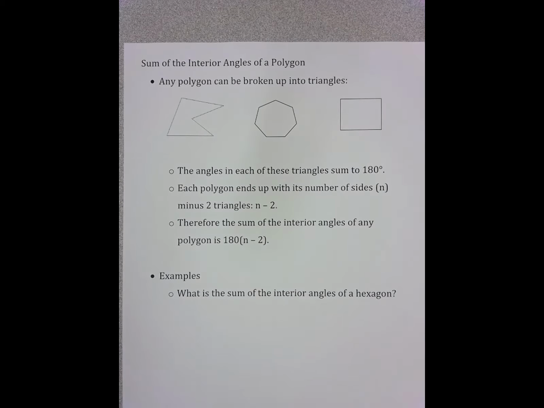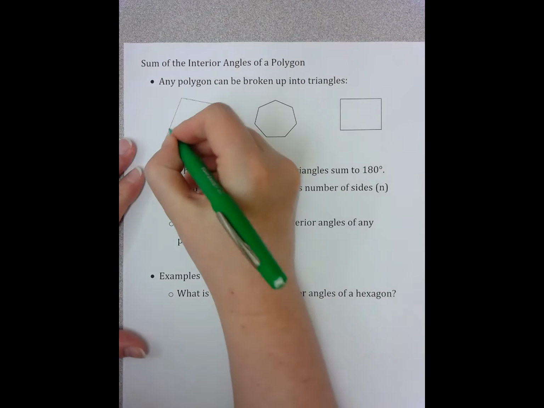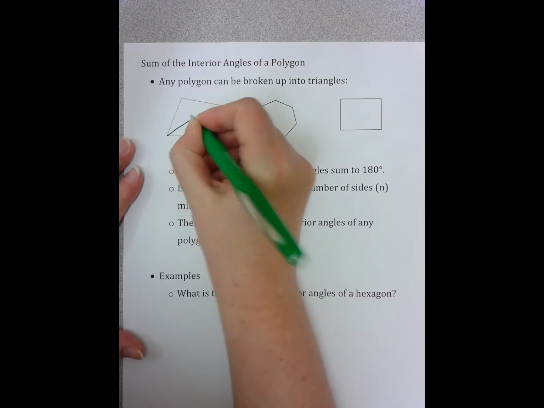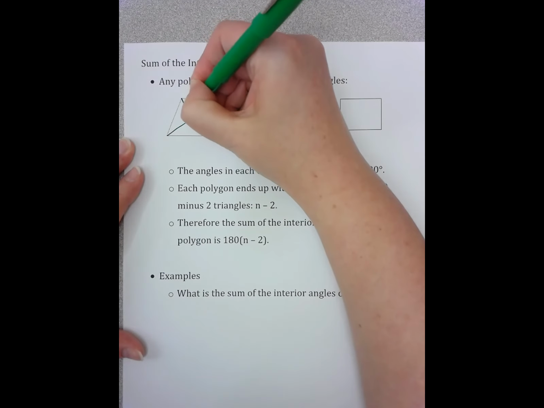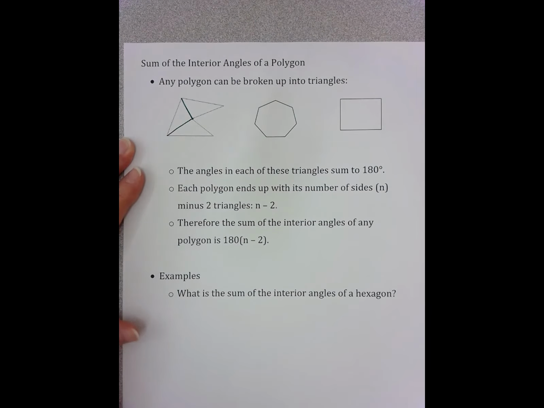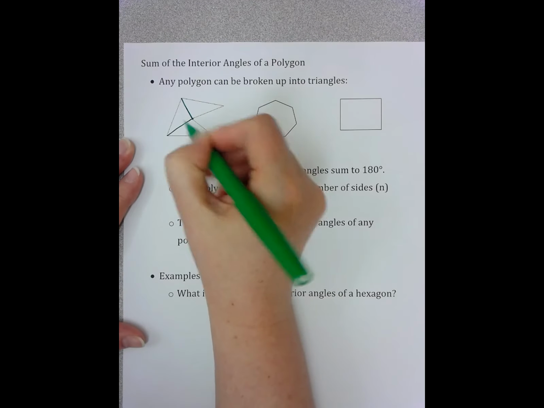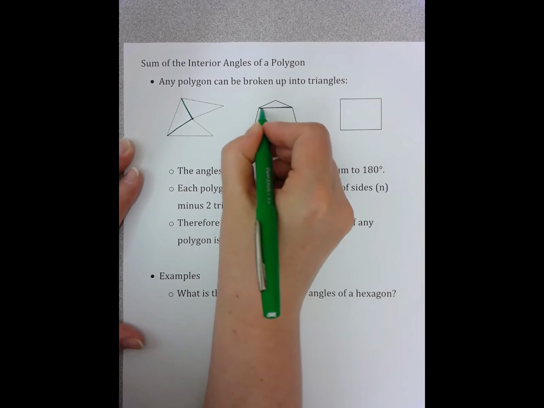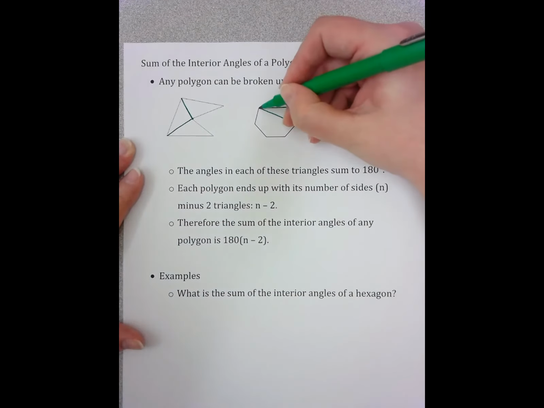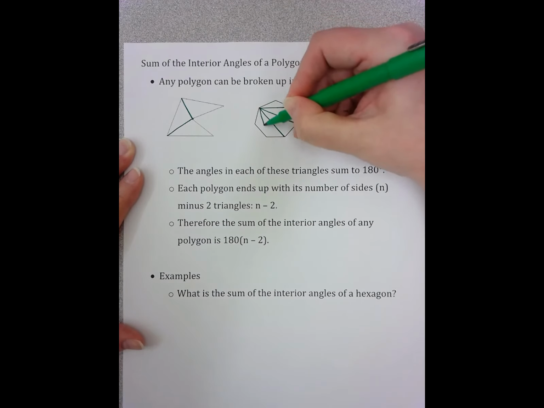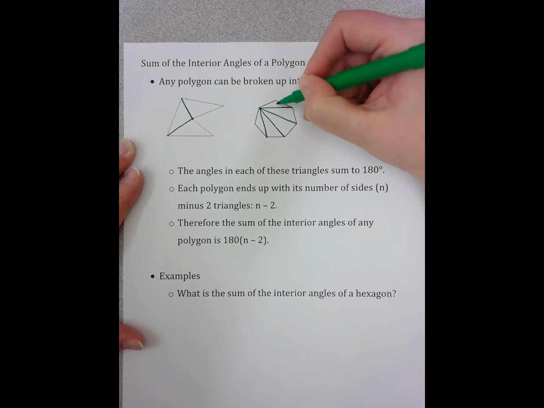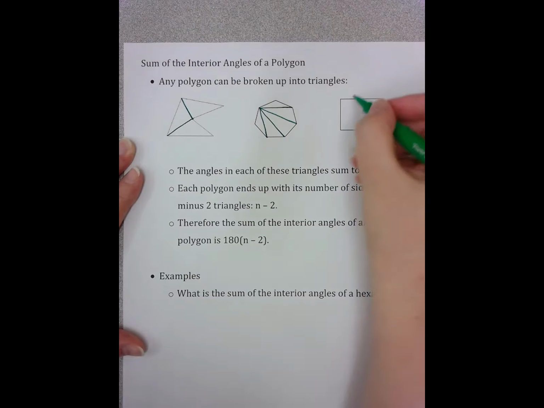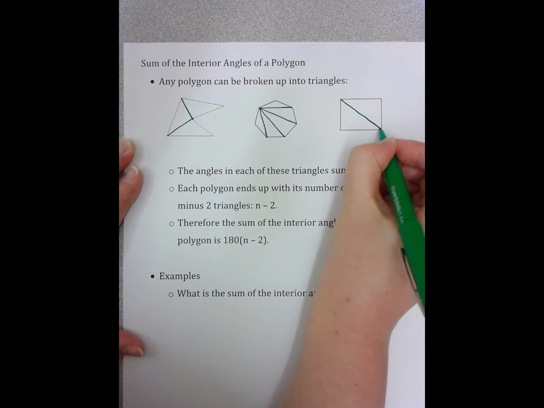The first thing that we noticed when we derived this formula is that any polygon can be broken up into triangles, can be decomposed. So I can end up here with 3 triangles for a 1, 2, 3, 4, 5-sided figure. For a 7-sided figure, I end up with 1, 2, 3, 4, 5. And for a 4-sided figure, I end up with 2.